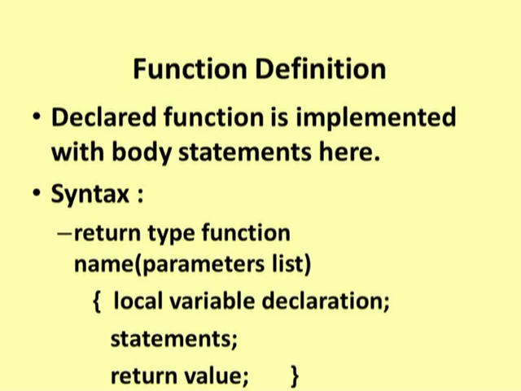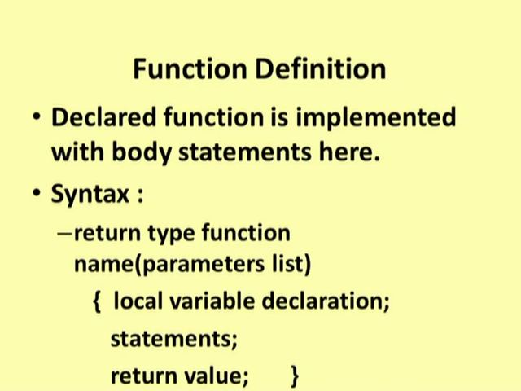Next point, function definition. Now we are aware of function prototyping. Function prototyping does not take any body of the function, but when we declare the function, then after main it is mandatory for me to write the body for the function, the functionality of the function in the form of C statements. So the declared function is implemented with body statements here.